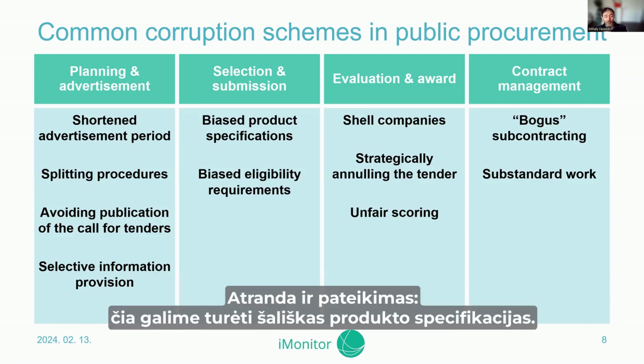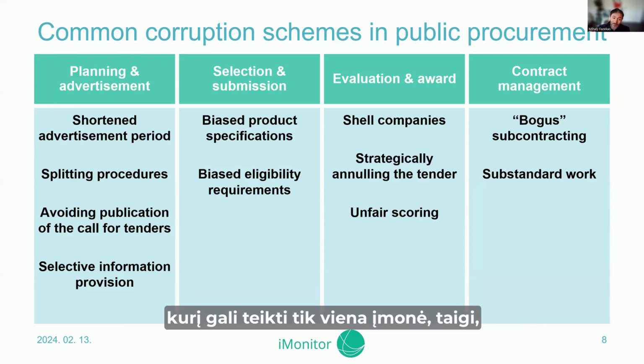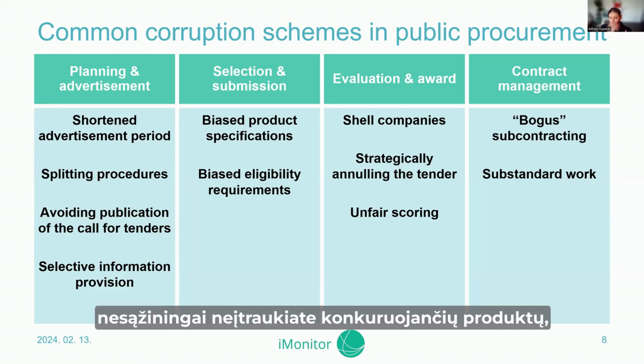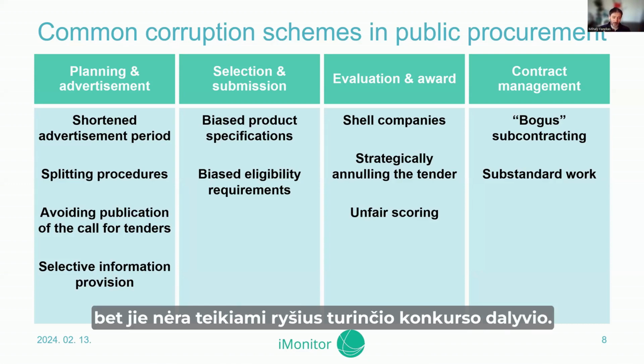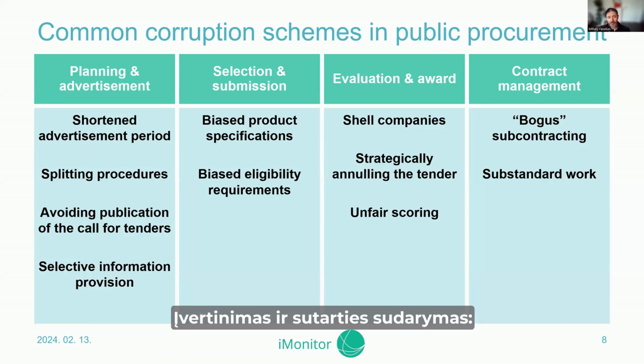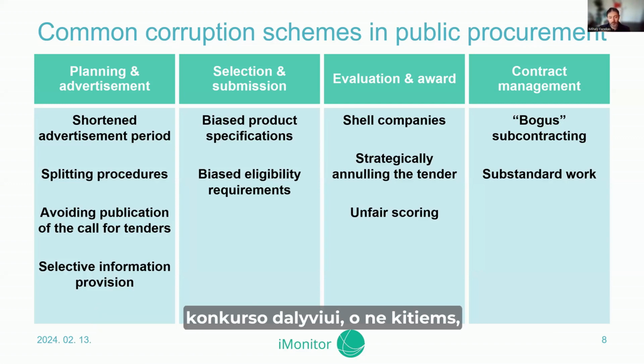Okay, selection and submission. Here we can have biased product specifications. You write down that you really want to buy this product that only one company can provide, hence unfairly excluding competing products which could fulfill the same need, but are not supplied by the connected bidder. Evaluation and reward: the buyer can score bidders unfairly, favoring the connected bidder over the others, or award the contract to a shell company, which then subcontracts most of the work, but takes 5, 10, 30% as corrupt rent.